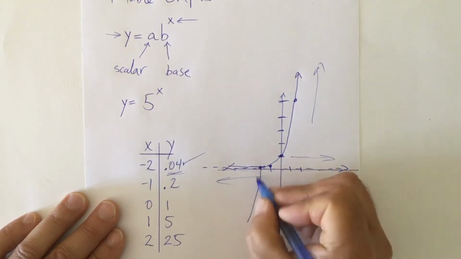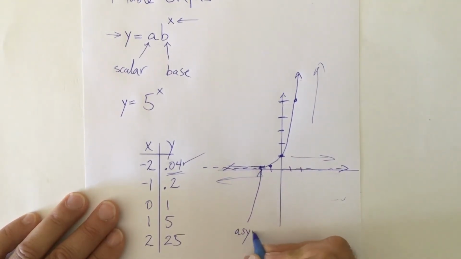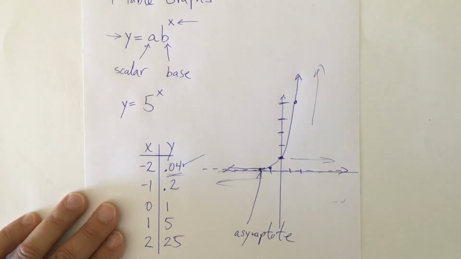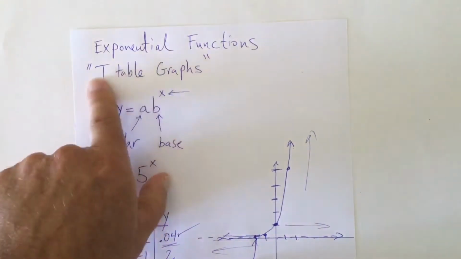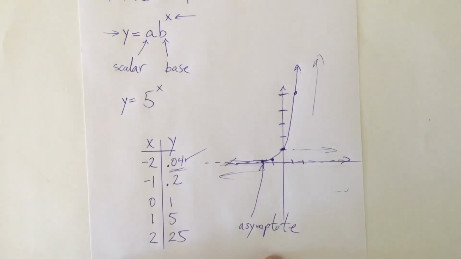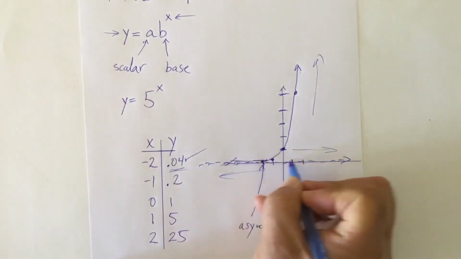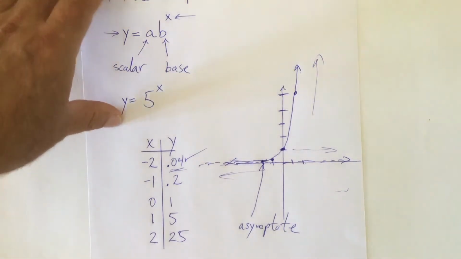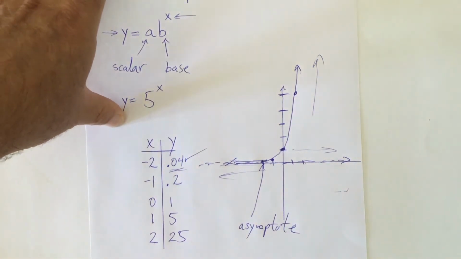So this will be an asymptote. Guess what? All exponential functions that we will graph will have an asymptote. And that asymptote will be right here on the x-axis. It's going to be our boundary line. I like to think of it as the floor. You're not going to pass through the floor. You're just going to hover right above it. So let's try another one. We're going to take a look at this guy.